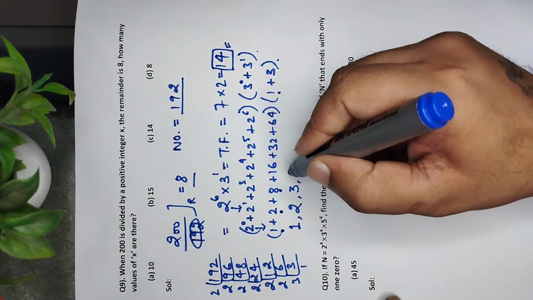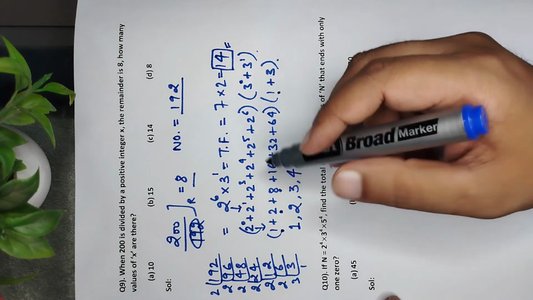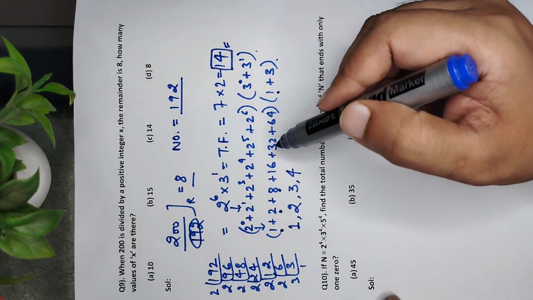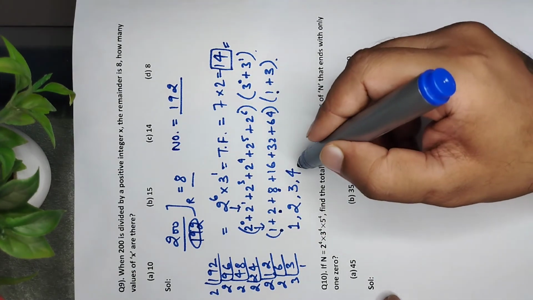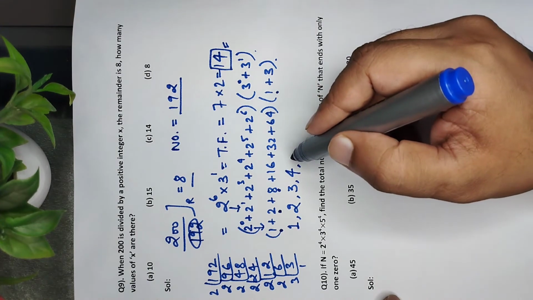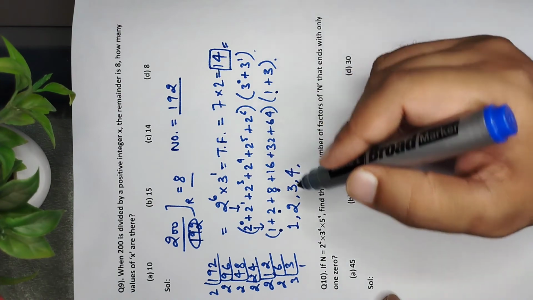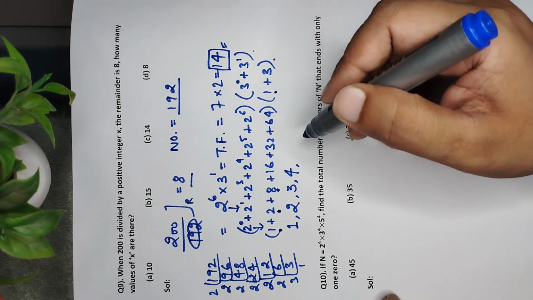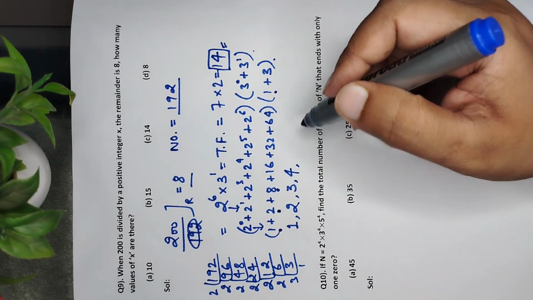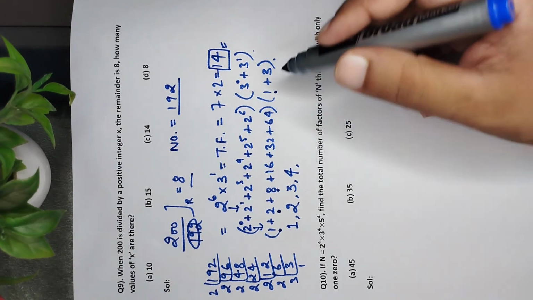We can say yes, 4 is a factor of 192, and 4 does not leave a remainder bigger than itself. So 4 is also there. Now we have to see, is 5 a factor of 192? We can say that 5 is not a factor of 192, so we don't have to write it. Then another number is 6.